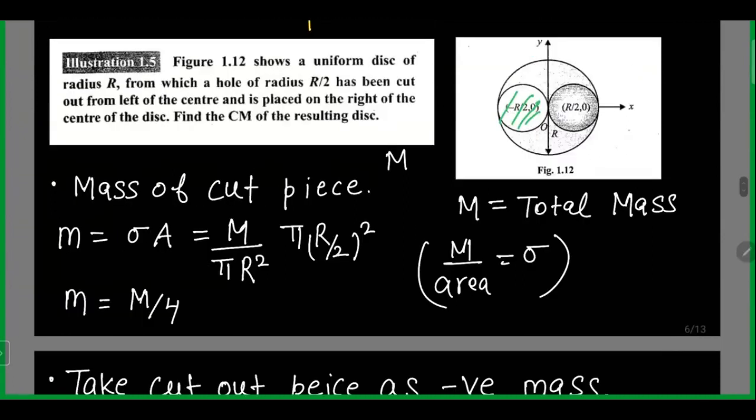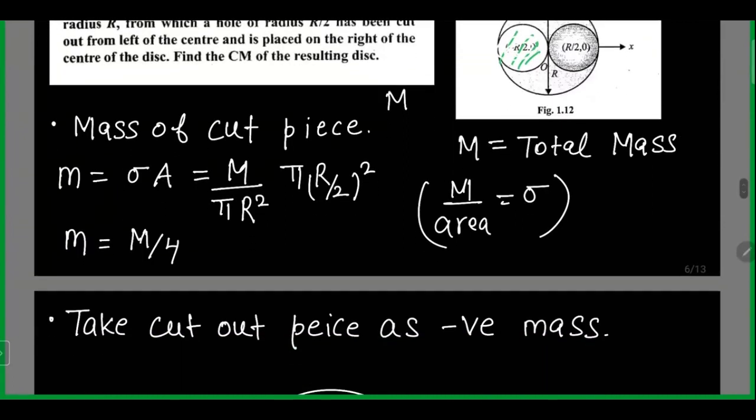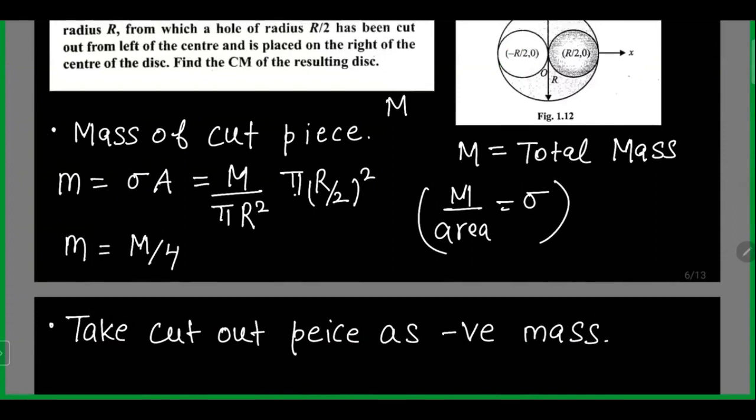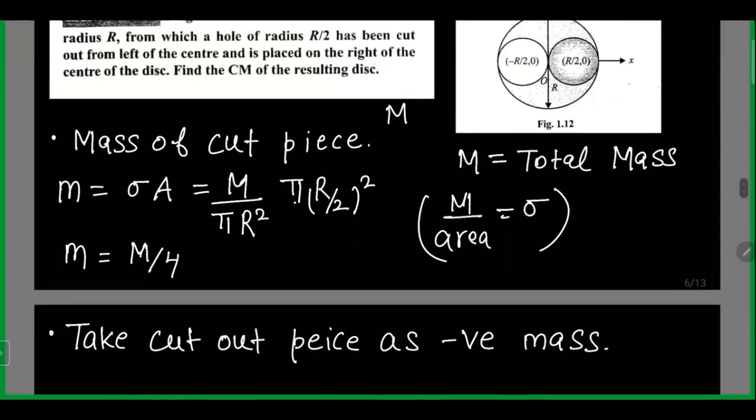And what is the area of the body which you have taken? That is pi into (r by 2) square, because the radius of the disc which you have cut down is r by 2. So the mass of this disc will be the mass per unit area into the area which you have taken, which is pi (r by 2) whole square. If you solve this, the mass of this disc will be capital M by 4. So if the mass of the entire disc is M, then the mass of this cutout portion will be M by 4.